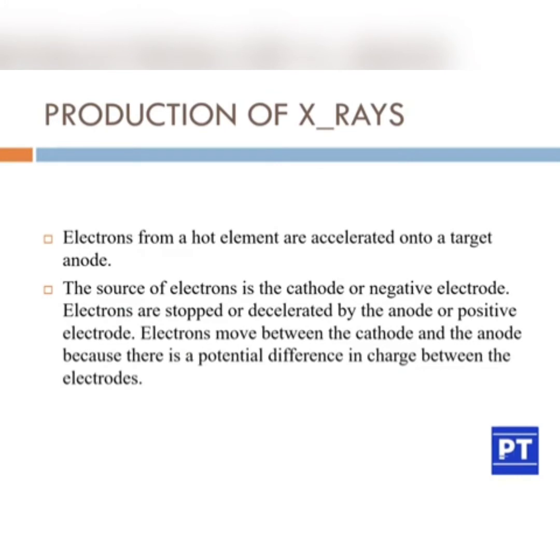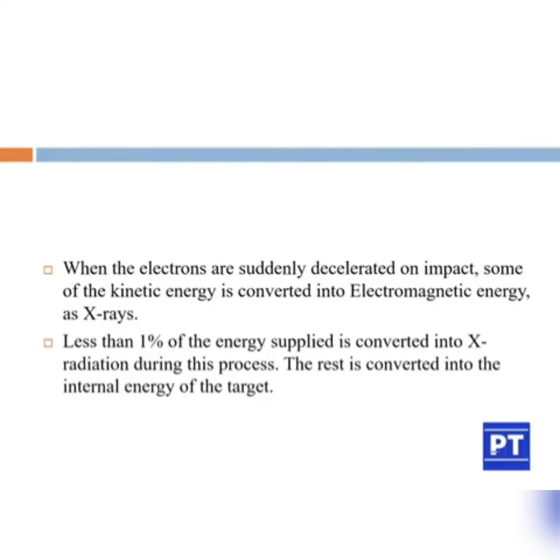Production of X-rays. Electrons from a hot element are accelerated onto a target anode. The source of electrons is the cathode, or negative electrode. The electrons are stopped or decelerated by the anode, or positive electrode. The electrons move between the cathode and the anode because there is a potential difference between the electrodes. When the electrons are suddenly decelerated on impact, some of the kinetic energy is converted into electromagnetic energy as X-rays.